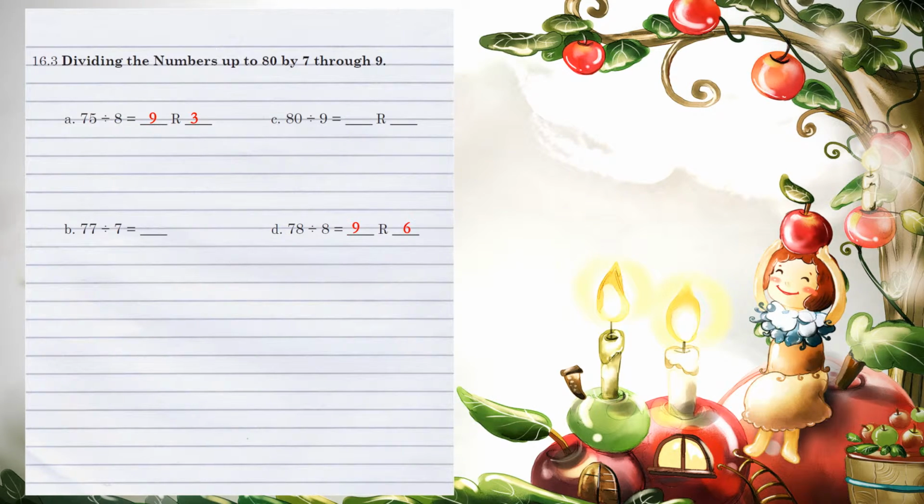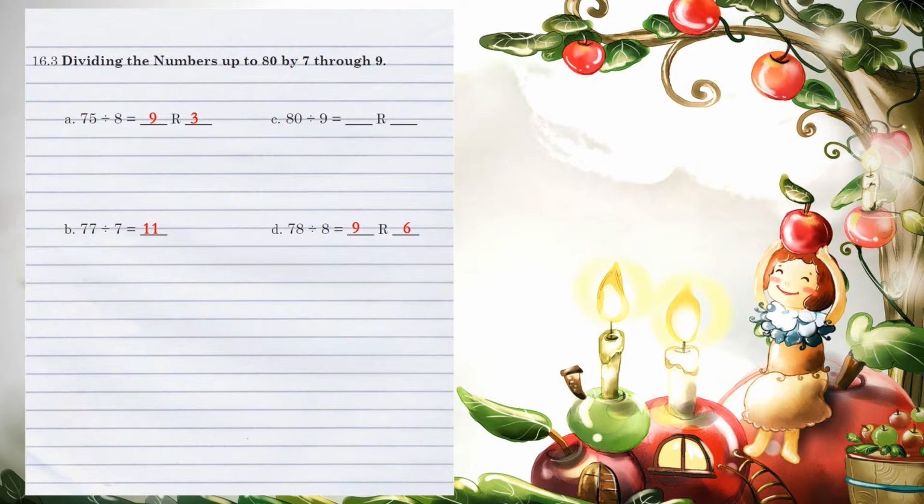Unit 16.3, dividing the numbers up to 80 by 7 through 9. Let's look at example A. Let's look at example B. 77 divided by 7. What number can I multiply times 7? That's going to give me 77. The answer is 11.